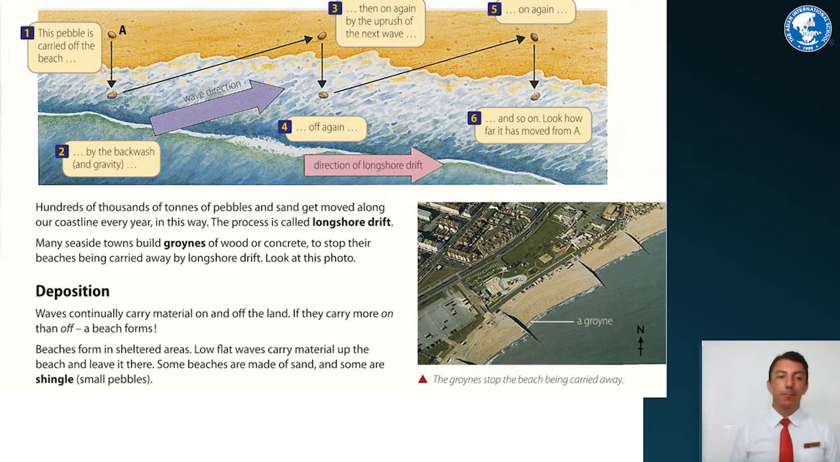And finally, deposition. Waves continually carry material on and off the land. If they carry more on than off, then a beach forms. So if the uprush is stronger than the backwash, then beaches will build up. Beaches form in sheltered areas. When an area is sheltered, there's less wind, so the waves have less energy, and these low flat waves carry material up the beach and they leave it there. Some beaches are made of sand and some are made of shingle, as I showed you on the previous page.